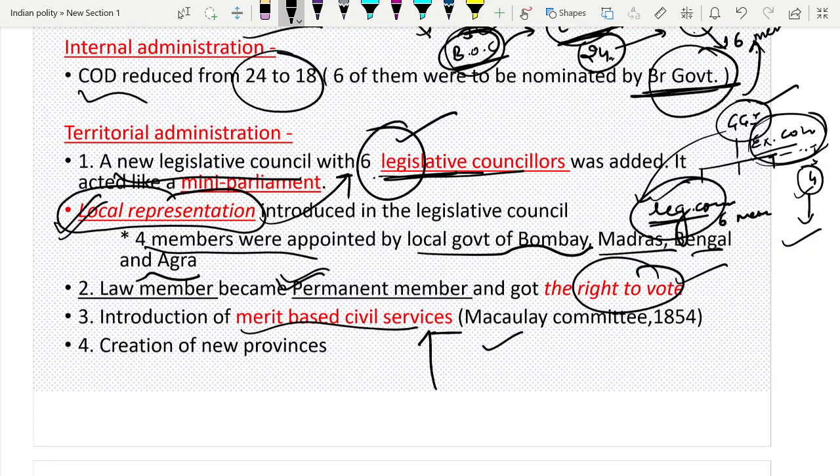But now merit based civil services were created, and now the Indians can also join hands in the administration of the company. So the Macaulay committee was appointed in 1854 to ensure this participation, and there were also some new provinces created with the help of this act.